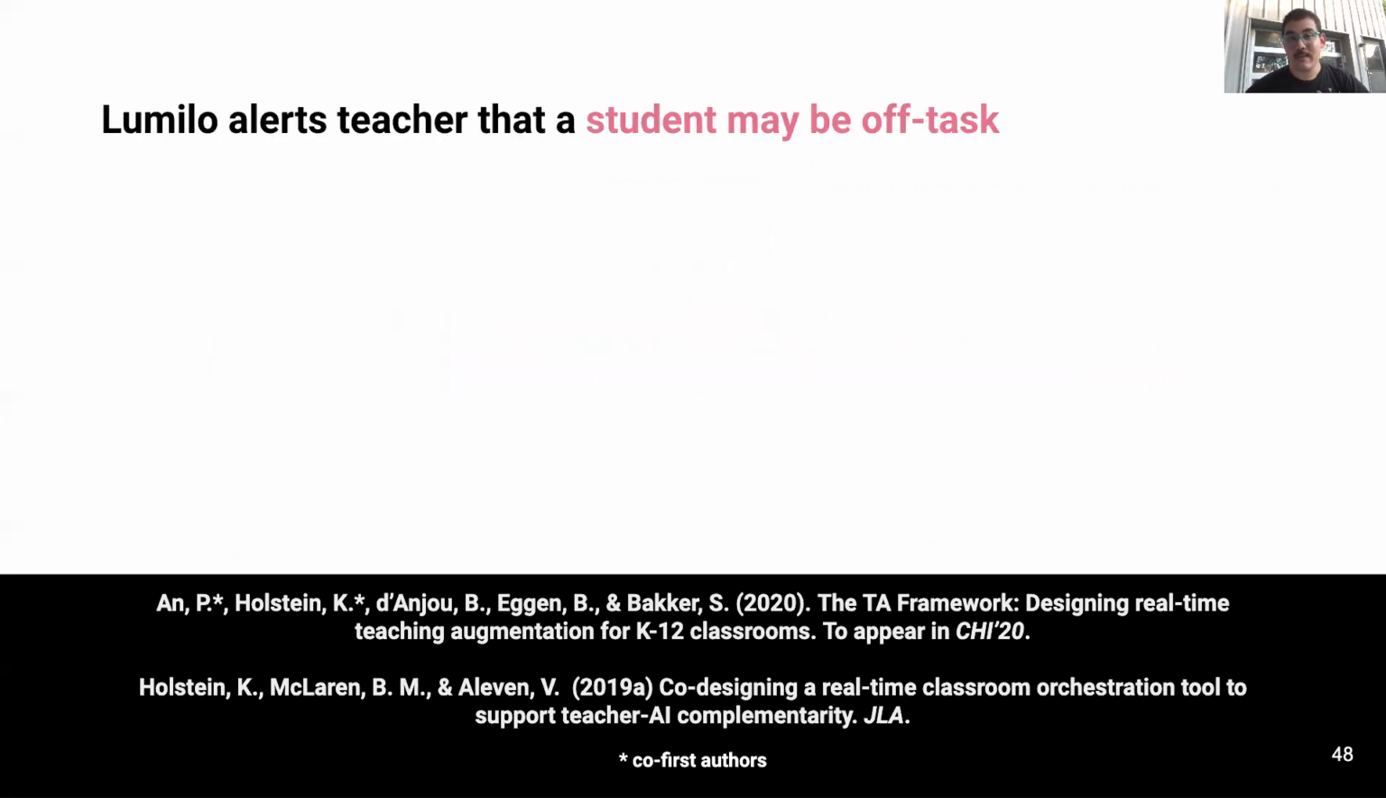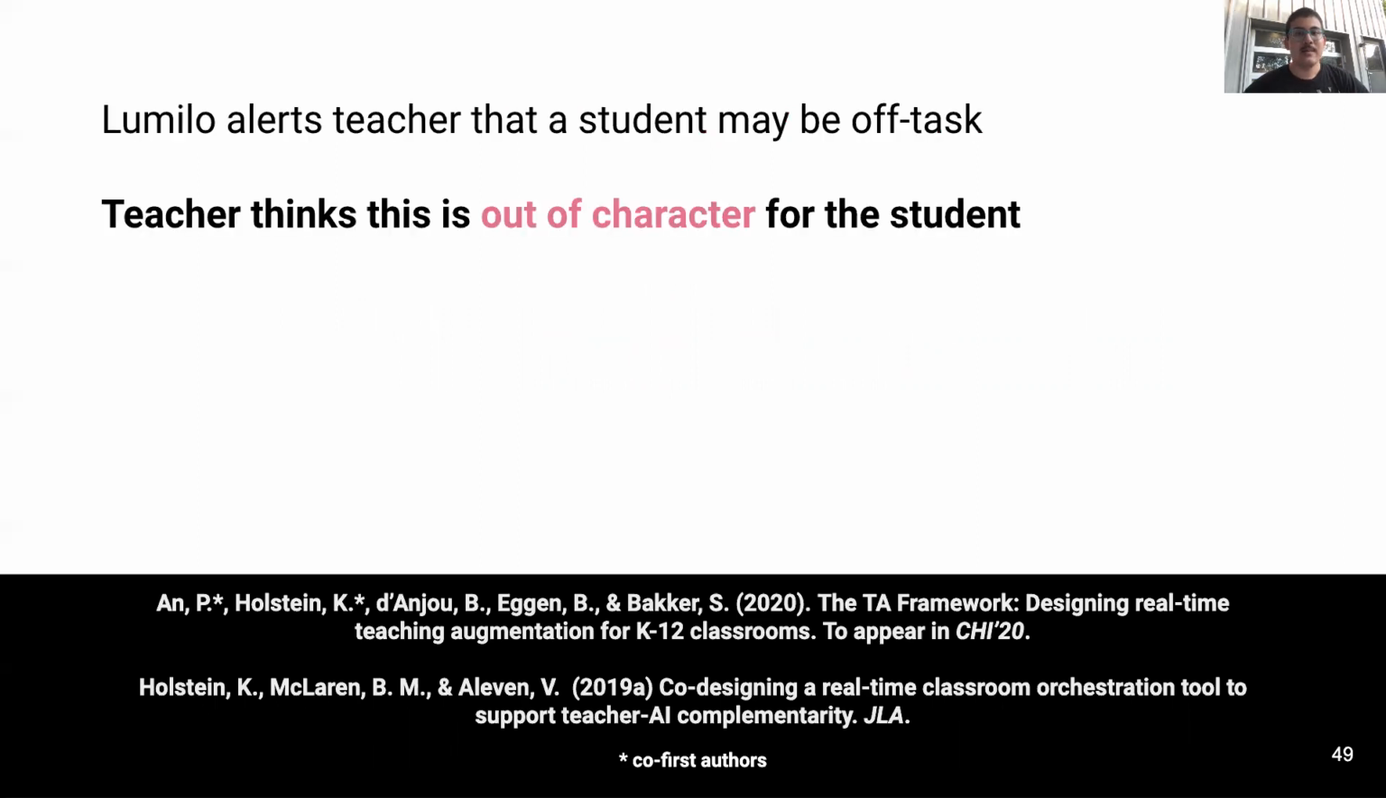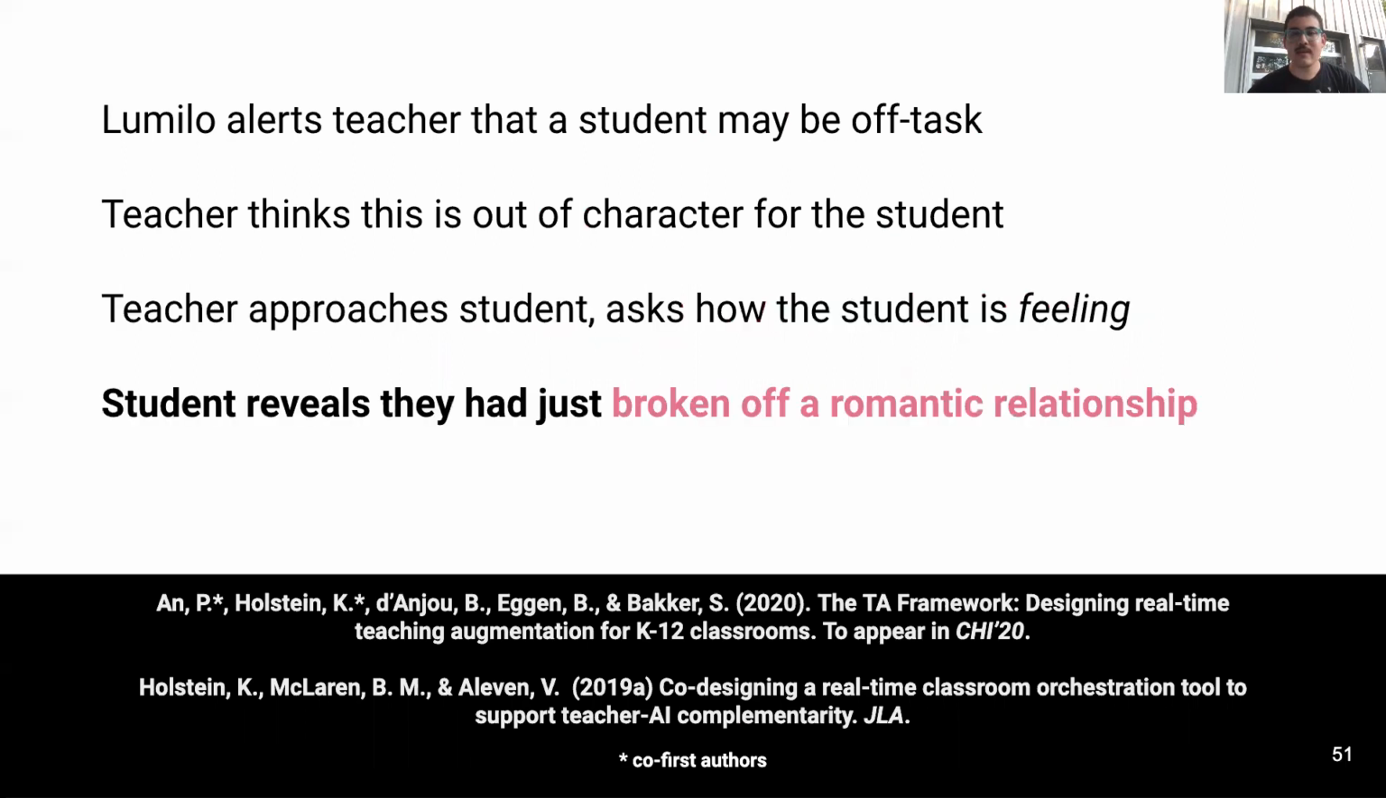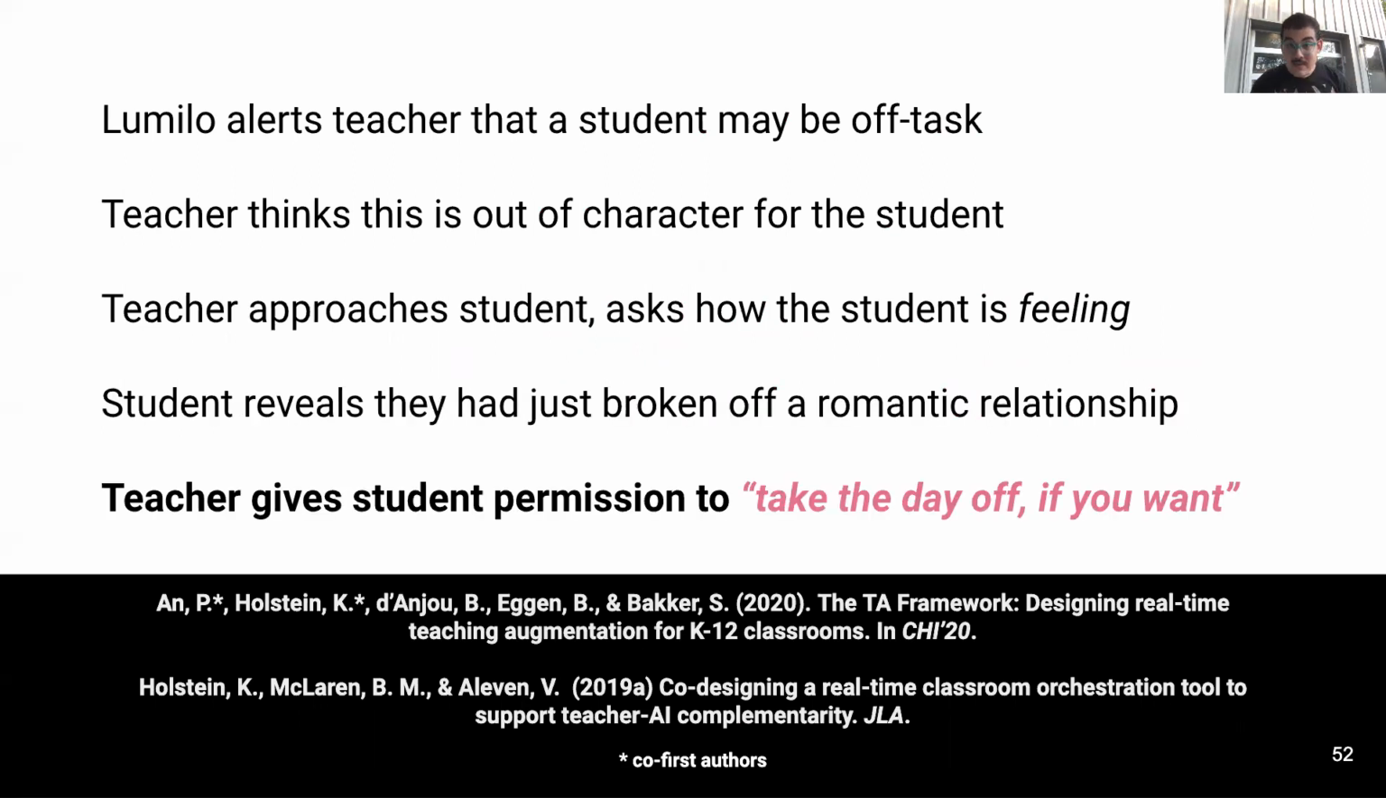In one particularly memorable case, Lumilo alerted the teacher that a particular 7th grader may be off task in the software. But based on what the teacher knew about this student, they thought this was a bit strange and out of character. So rather than taking the alert at face value, the teacher initiated a conversation with the student and asked how the student was feeling that day. And the student ended up revealing that their girlfriend had broken up with them the weekend before. So this teacher, in turn, gave the student permission to take the day off from math if they wanted to.